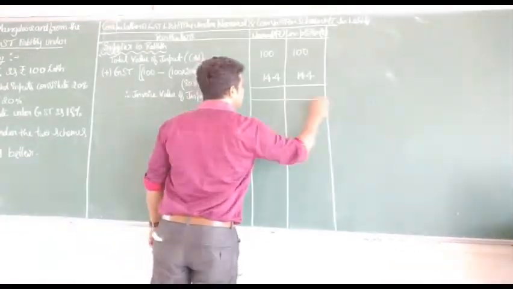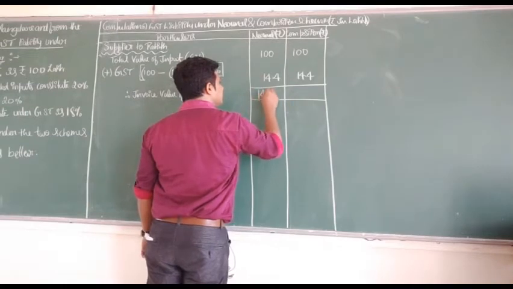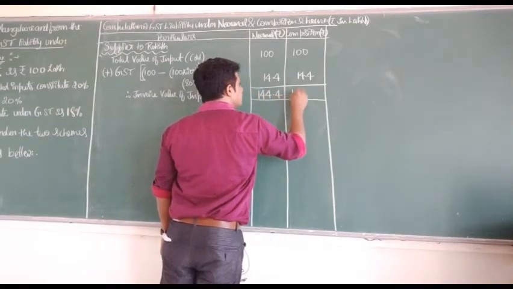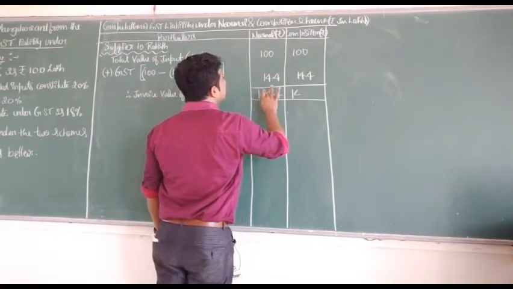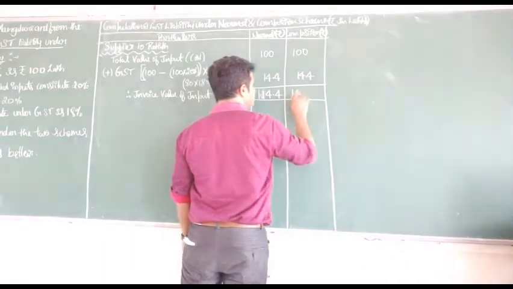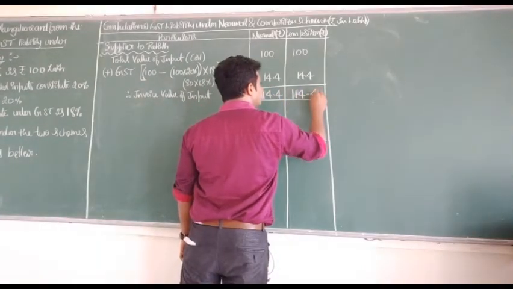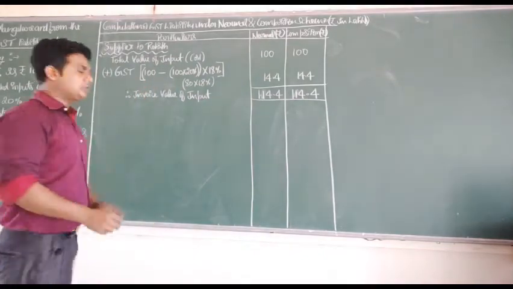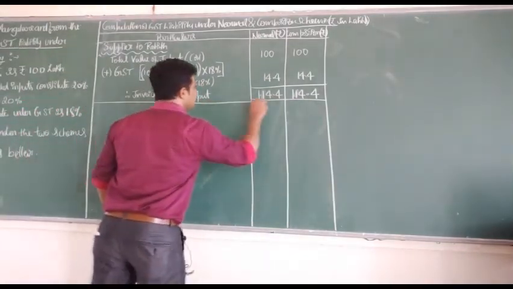Invoice value of input. How much? 114.4. 114.4, not 144.4. 114.4 is the value of input. Invoice value of input. Okay.